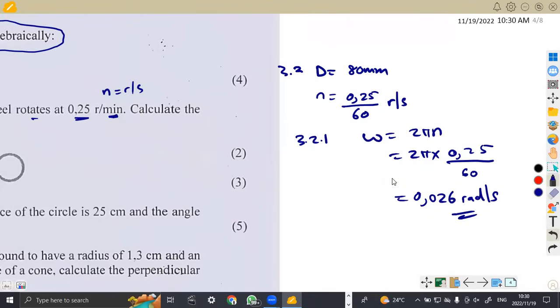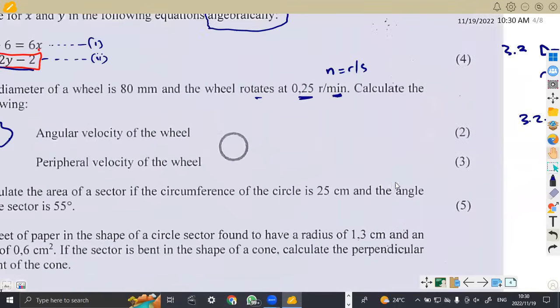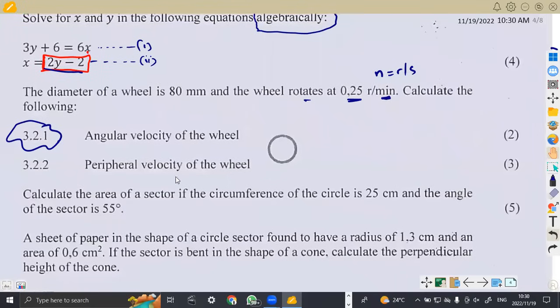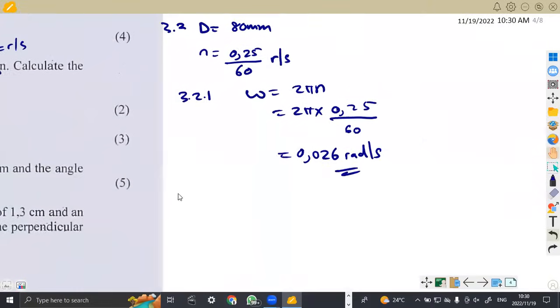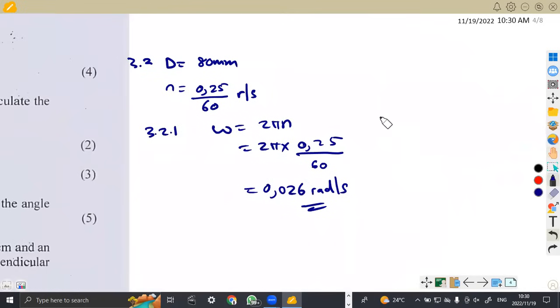Then if you have to cross-check on the other part, it was the peripheral velocity. Okay, so let's see this one, which is the peripheral velocity of the wheel. So this one is for the linear, which is the V. And you saw that that one was 3.22, which is V, and V was equivalent to pi dn, whereby this d is supposed to be the diameter in meters. So you've got millimeters.